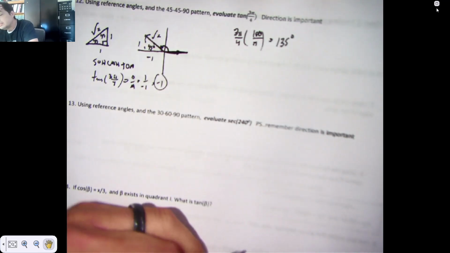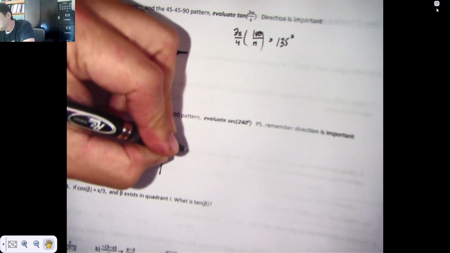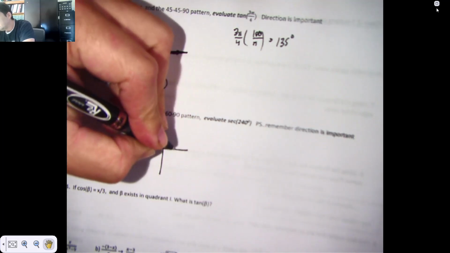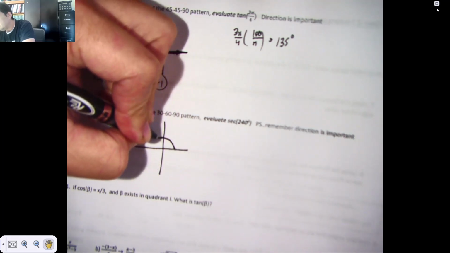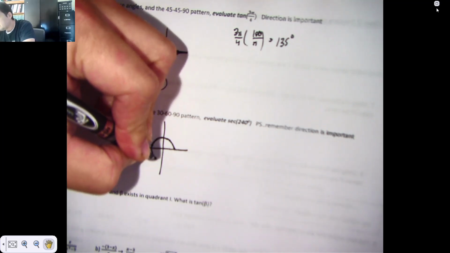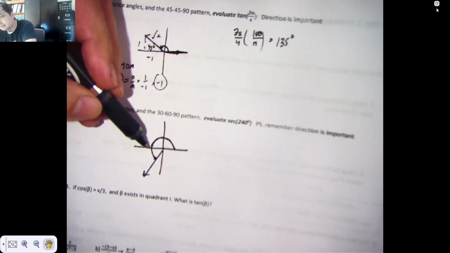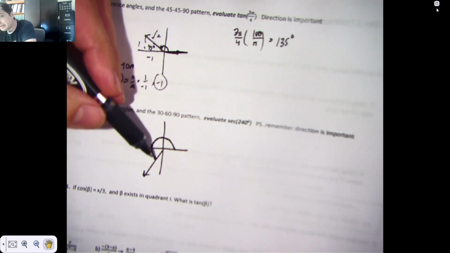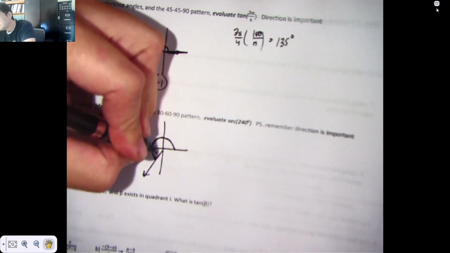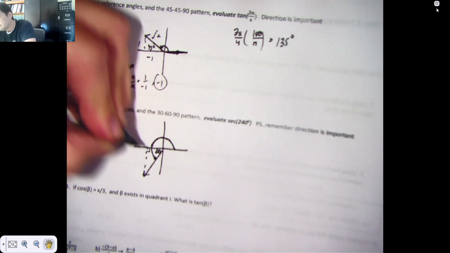The second one is a secant of 240 degrees. So I'm going to draw a 240 degree angle, which will rotate 90, 180, and then we'll have 60 degrees left. It'll terminate about right here. Now the big thing is the reference angle, the angle formed between the x-axis and the terminal side. It measures 60 degrees. So I'm going to put a 60 degree reference angle there.